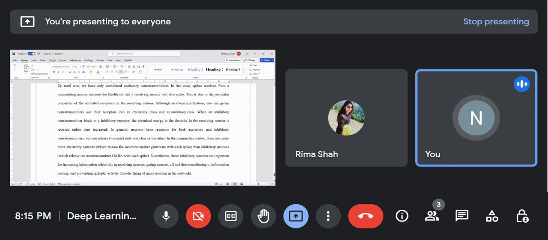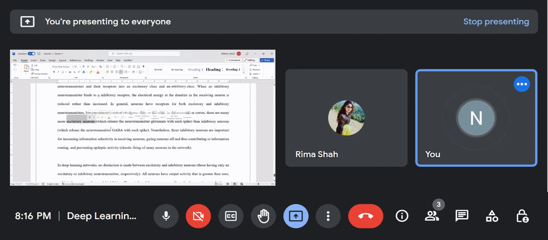In general, we can say that neurons have receptors for both excitatory and inhibitory neurotransmitters. So there could be two types of transmitters: excitatory and inhibitory. Both are present in your neurons, but a neuron can release or transmit only one class or the other. There are many excitatory neurons which release one neurotransmitter, and inhibitory neurons which release another, that is, the neurotransmitter glutamate and the neurotransmitter GABA. So they have given the two names here.